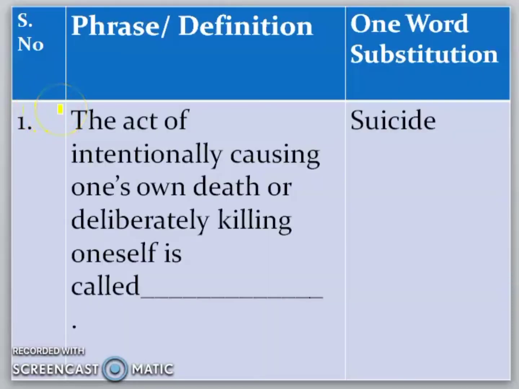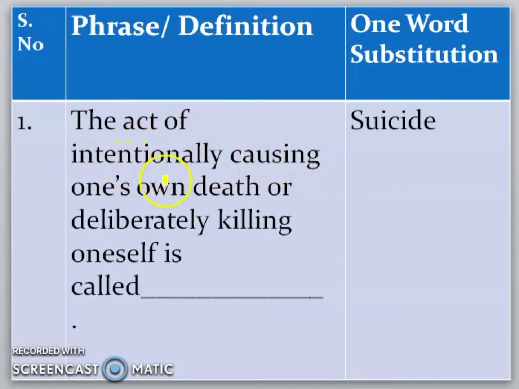Okay, so let me first explain how this slide is going to work. In this column, we have the given phrase or the definition, which we are supposed to substitute with a single word, and the substituted word will appear in this column. So let's start with the first definition.